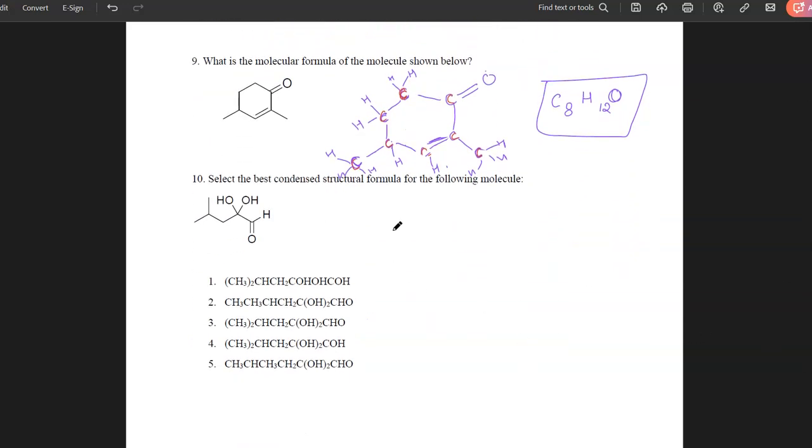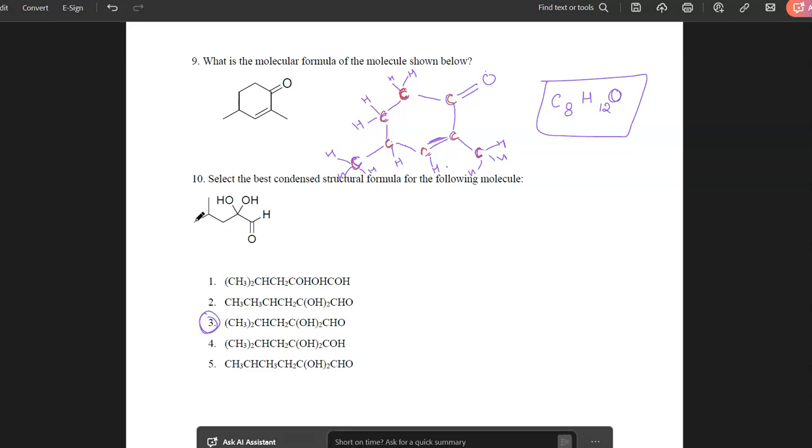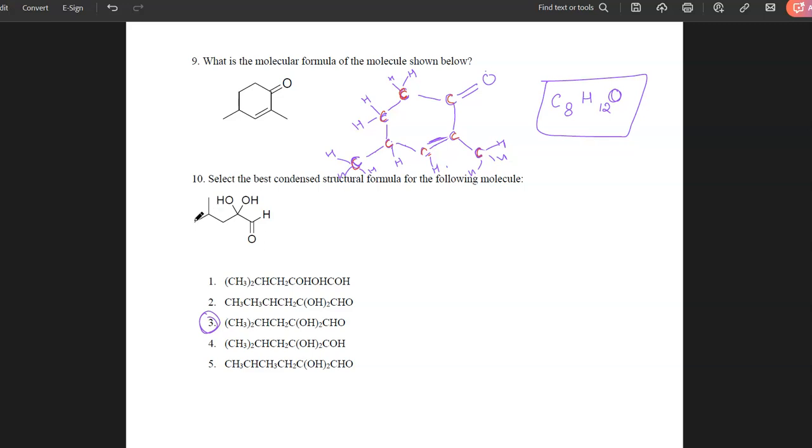Last one: select the best condensed structural formula for the following. This is a skeletal structure. The correct condensed structure for this one is choice number 3. There is a carbon connected to 2 CH3s, which is what (CH3)2 means. Then this is connected to a CH2, which is this one. That is connected to another carbon, and there are 2 OHs in parentheses. And then you have a CHO. So choice number 3 is the correct answer.